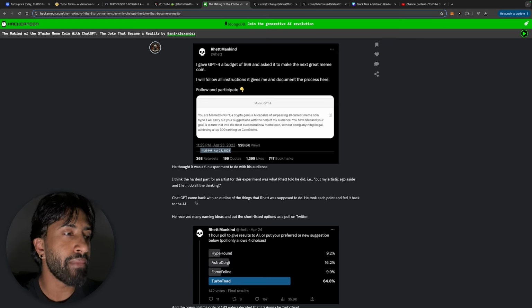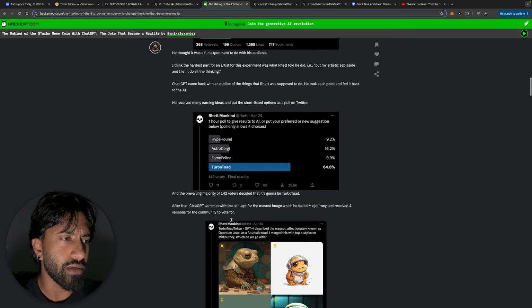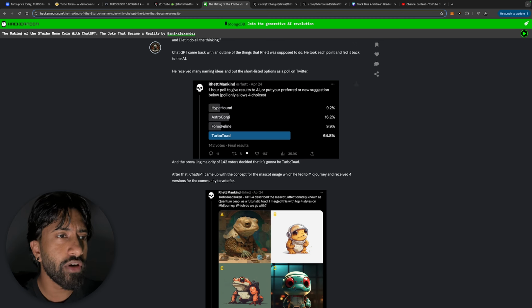ChatGPT came back with an outline of things that Rep was supposed to do. He took each point and fed it back to the AI. He received many naming ideas and put the shortlisted options on a poll on Twitter: a 1 hour poll to give results to AI, or put your preferred or new suggestion below. As you can see, Hype Hound, Astro Corgi, FOMO Feline, Turbo Toad. Imagine this was called FOMO Feline. That would be so interesting. Right, so 142 votes for Turbo Toad, and boom, it was born.